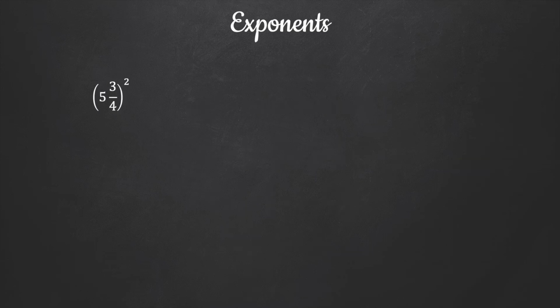Here we have our final example, which is 5 3/4 to the power of 2. Or we could read this as 5 3/4 squared. The first thing we want to do is write this using repeated multiplication. So that means that 5 3/4 squared is equal to 5 3/4 times 5 3/4.